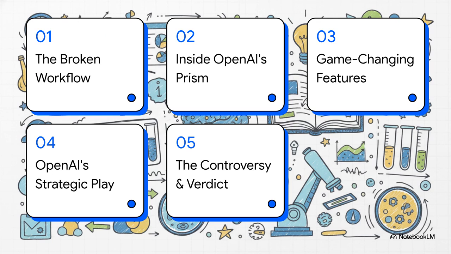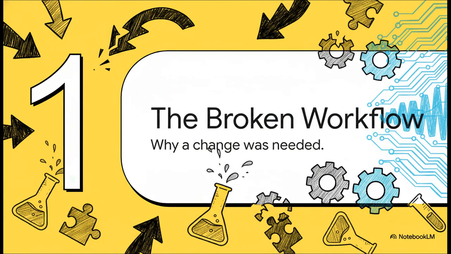All right, so here's our game plan for today. First, we're going to talk about that broken workflow and why this change was so desperately needed. Then, we'll dive right inside OpenAI's Prism to see what it's all about. We'll check out its game-changing features, figure out OpenAI's bigger strategy here, and of course, we'll tackle the controversy and give our verdict. Okay, let's kick things off with that broken workflow.